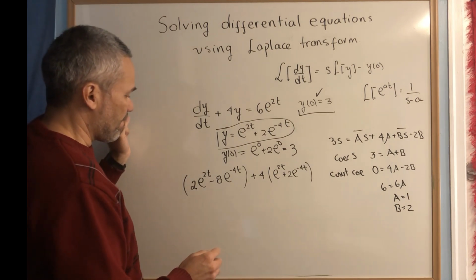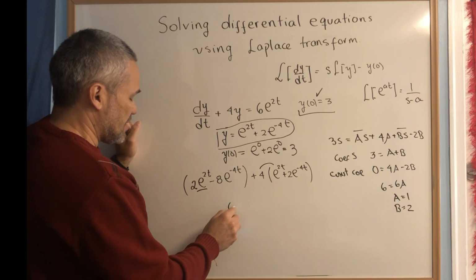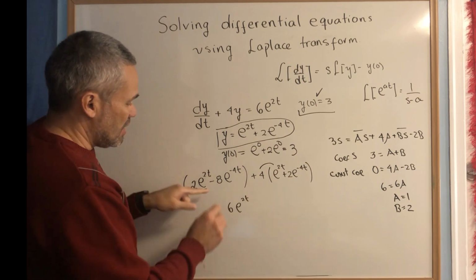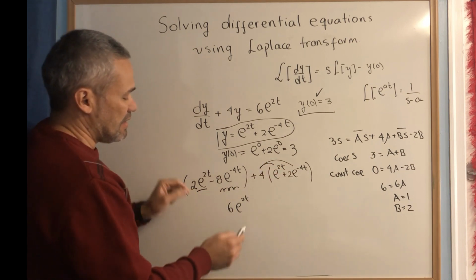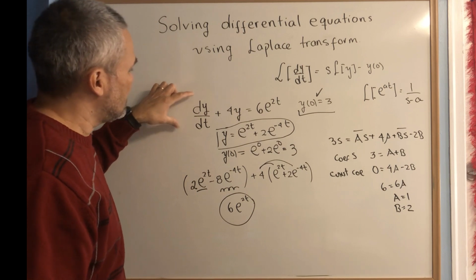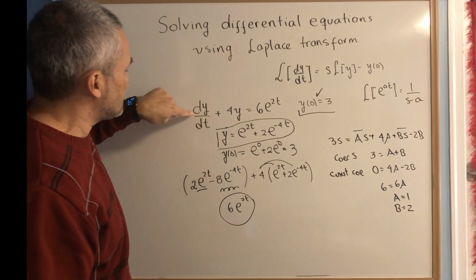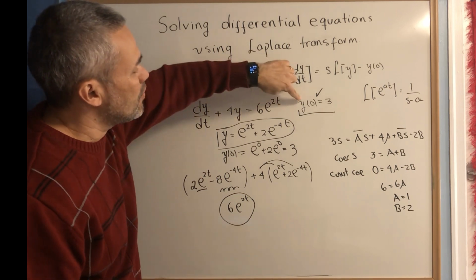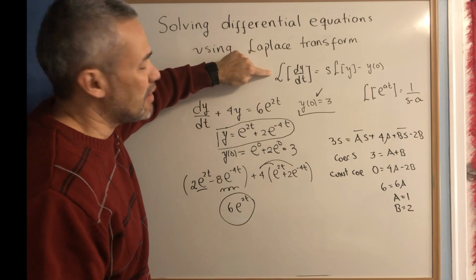What can I combine? I can combine this with this times this, and I get 6 times e to the 2t, and you see that this part, when you multiply this by this, cancels out. Then we have checked that this function satisfies this differential equation with this initial condition, and we have done that by using the Laplace transform.